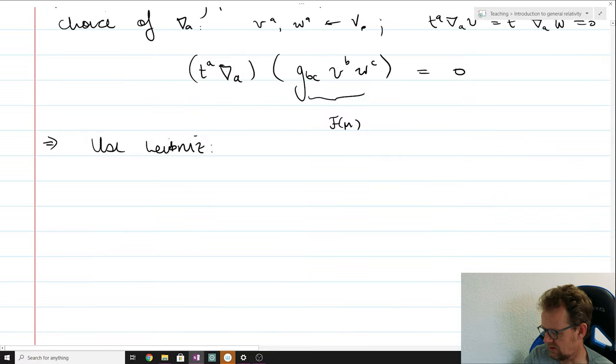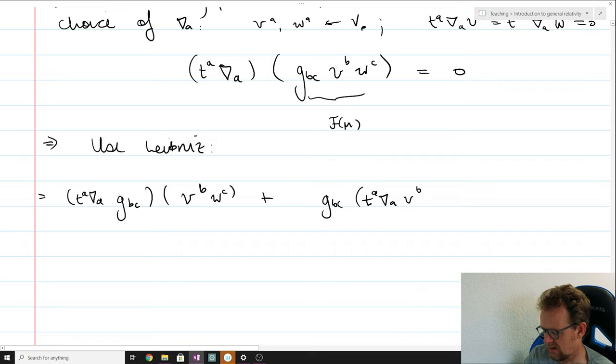To expand out this condition here, we apply the derivative operator to the first term in that expression, which is the metric g_BC, and we leave V^B and W^C alone. Then we apply the derivative operator to the second term, which is V^B, but then we leave W^C alone. And then we apply the derivative operator to the third term while leaving g_BC and V^B alone.